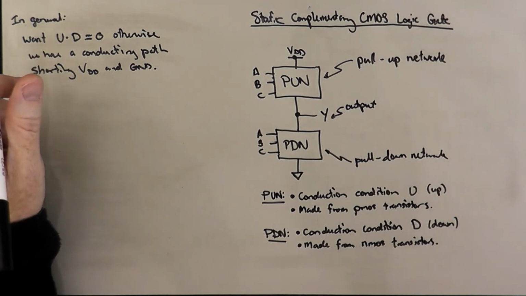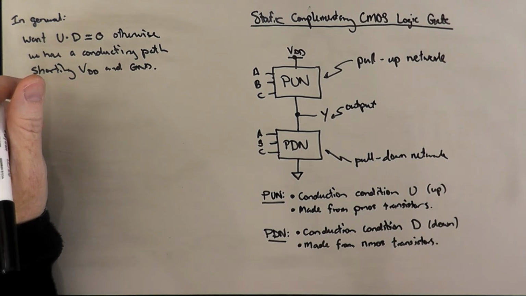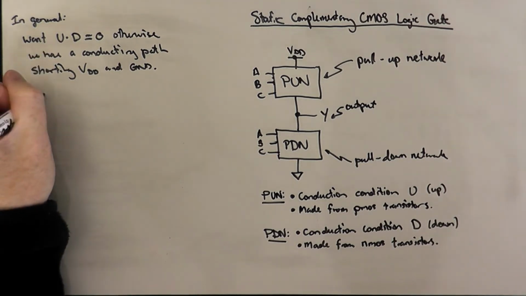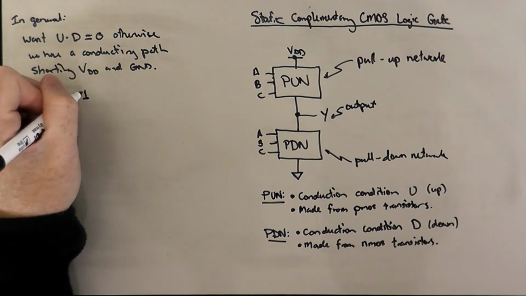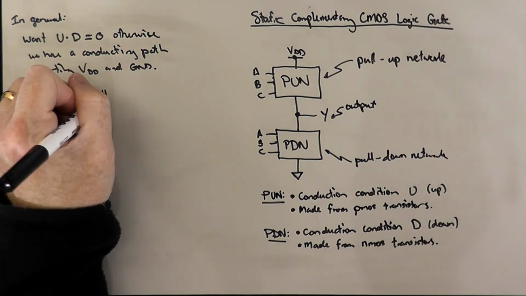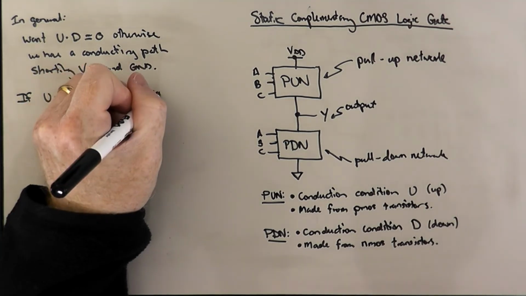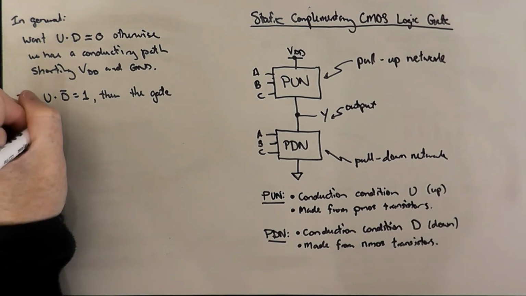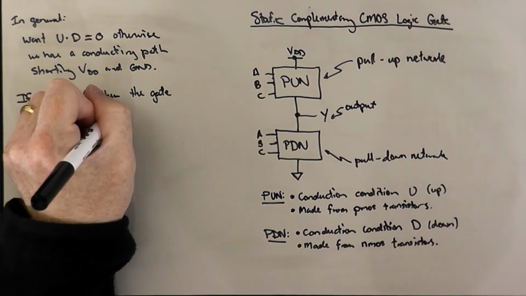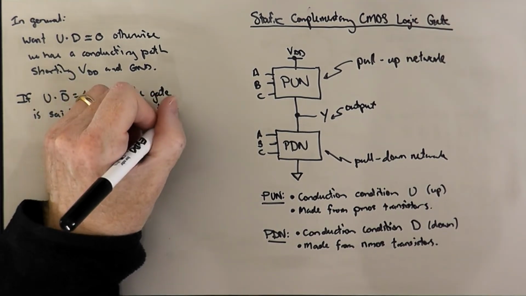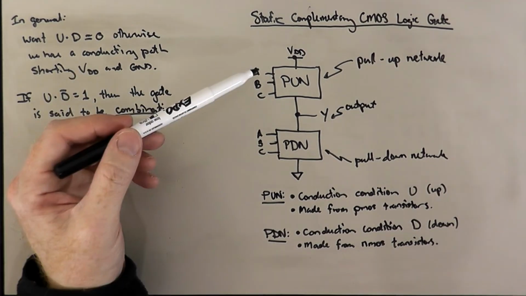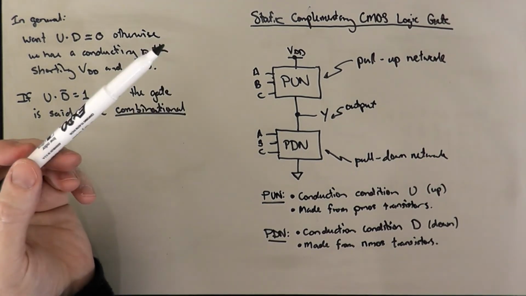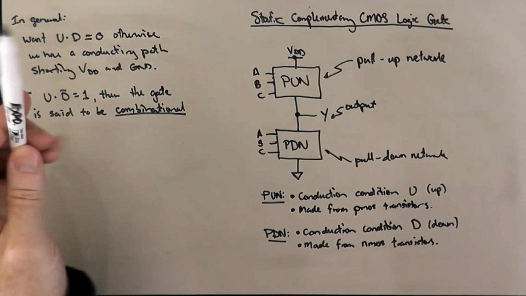Let's see, what is it? If U and D bar is true, then the gate is said to be combinational. So basically what this means is that either, I think it's actually, maybe it's U or D.